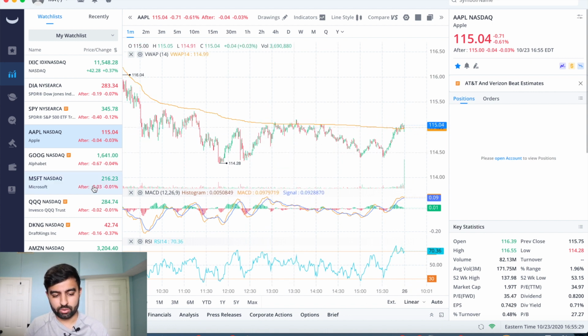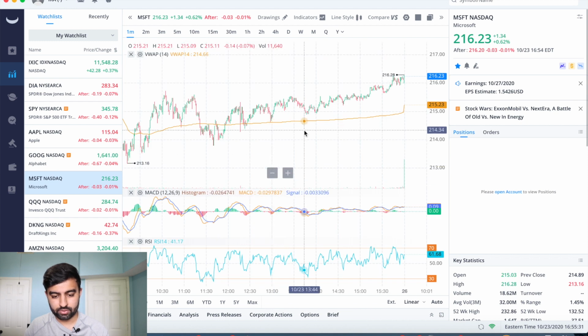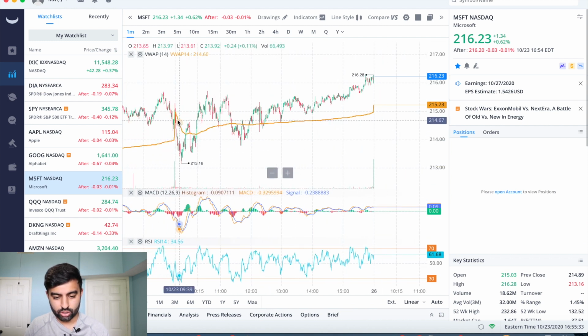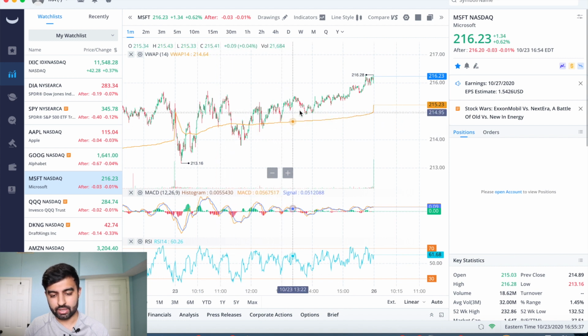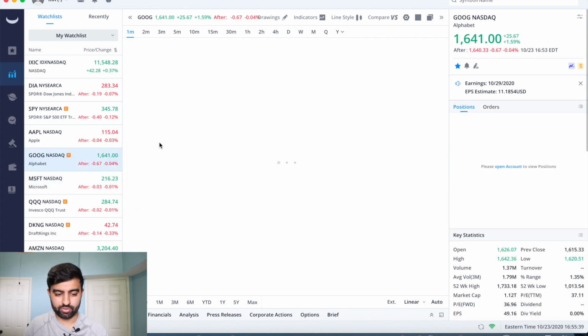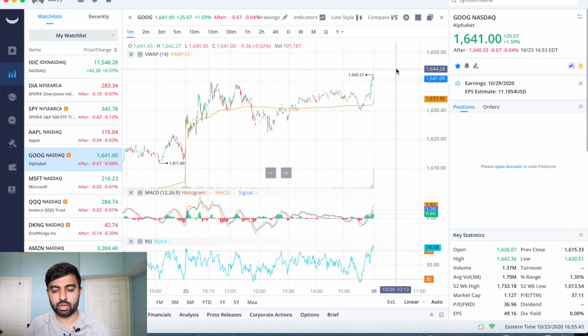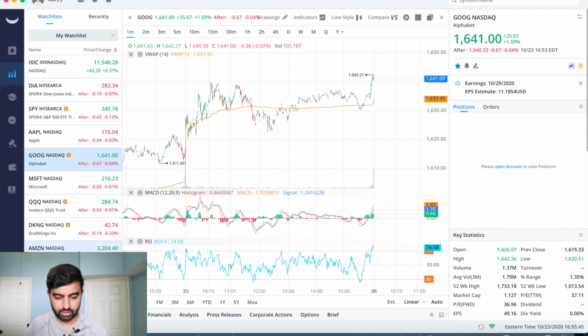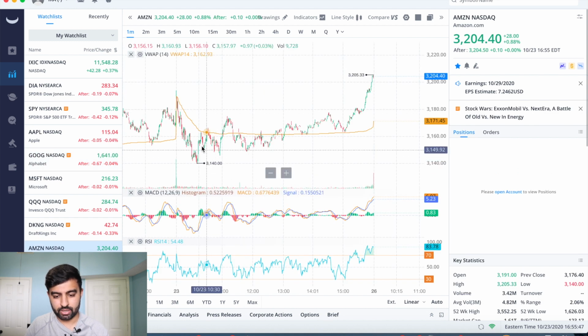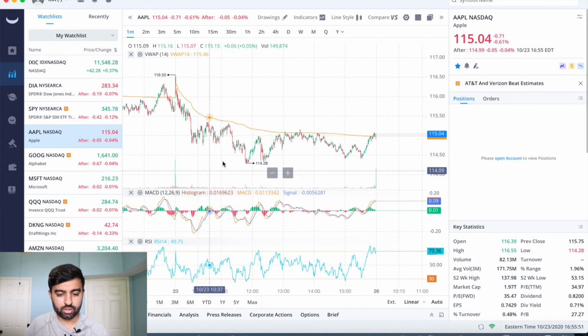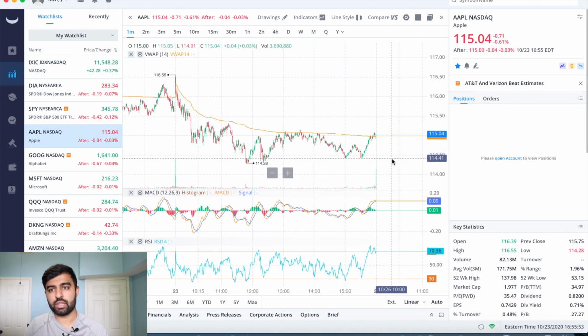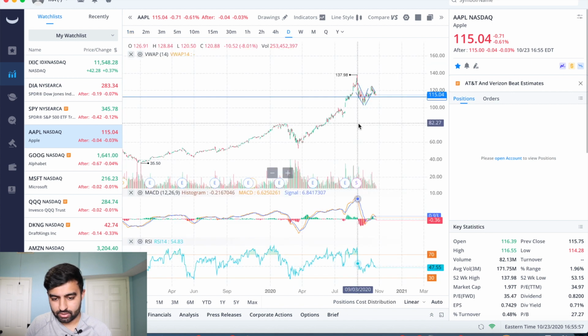Overall, relatively weak, right? If we take a look at something like Microsoft, sure, it was below the VWAP, but it was going below and above it. And then for the second half of the day, it was above the VWAP. Taking a look at Google, again, above it, below it, above it. And then taking a look at Amazon, below it, above it, below it, above it. Taking a look at Apple, below it the entire day, basically, right? So that's not a good sign.